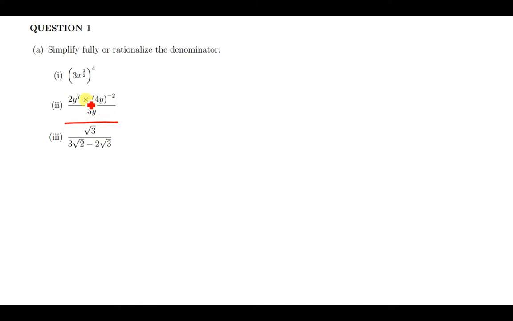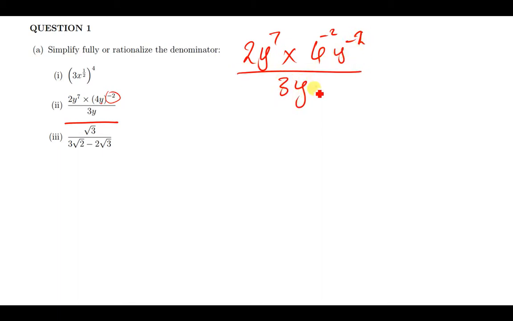So this one again, we are going to be dealing with indices, having the same base. So what we're going to do is this. Let me copy the question. So we have 2y to the power 7. I'm multiplying this with 4. Let me open the brackets in advance. So this 4 would be raised to the power negative 2. And then we also have y being raised to the power negative 2. Then everything divided by 3y.